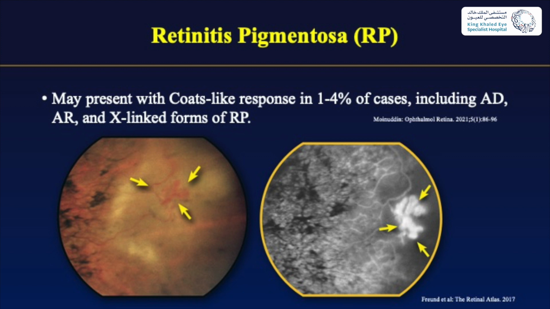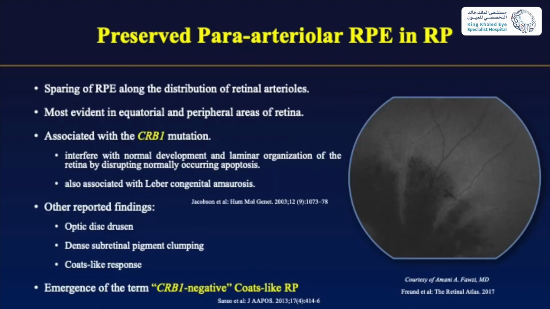Another important condition is retinitis pigmentosa. It might present with Coats-like response in 1 to 4% of cases, including autosomal dominant, autosomal recessive, and X-linked forms of retinitis pigmentosa. So retinitis pigmentosa is a rare disease, and Coats-like response is a rare condition in a rare disease.